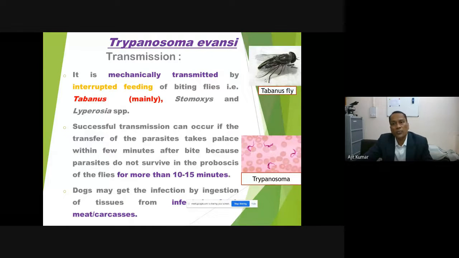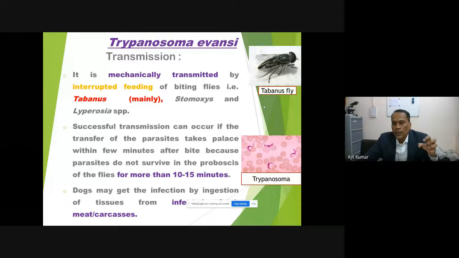It is transmitted through the Tabanus fly. This fly acts as a vector for the transmission. So we can control the parasite by using drugs against the Trypanosoma parasite as well as by controlling the Tabanus fly. One important characteristic of the Tabanus fly is that successful transmission can occur only if the transfer of parasite takes place within a few minutes after the bite, because the parasite does not survive in the proboscis of the fly for more than 10 to 15 minutes.